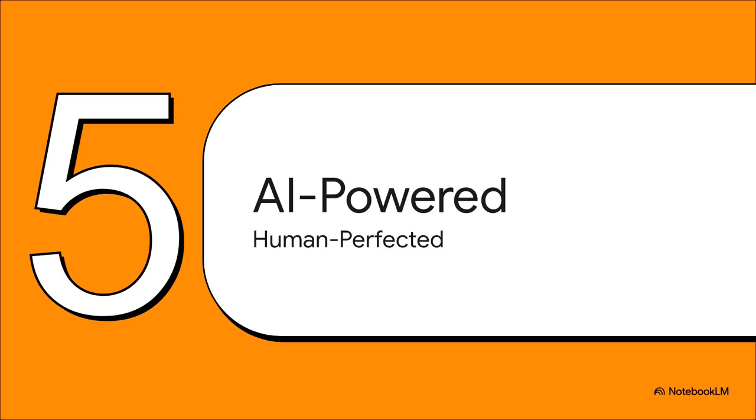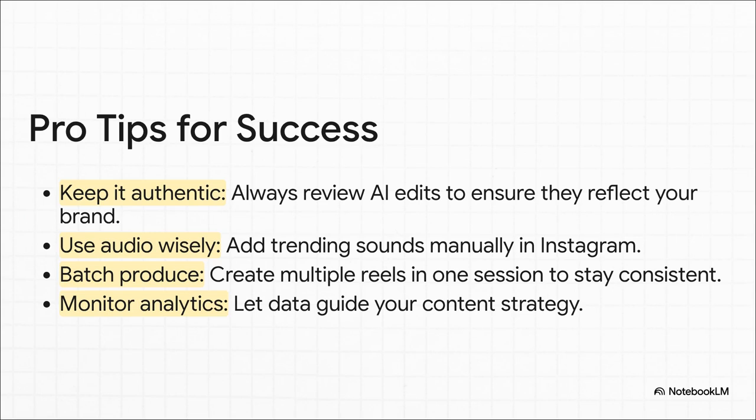This all brings us to a really important idea. The goal here isn't to just set it and forget it. The most effective system is one that's AI-powered, but always human-perfected. So let's run through a few best practices to make sure your automated content still feels authentic and, well, like you. First, always review the AI's work.